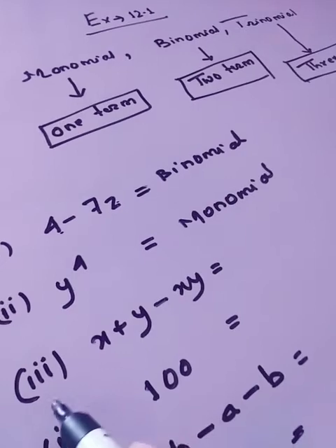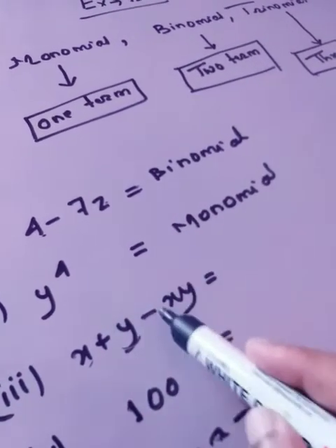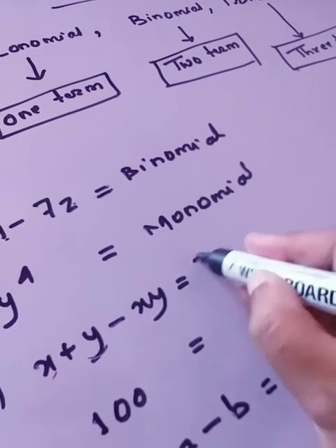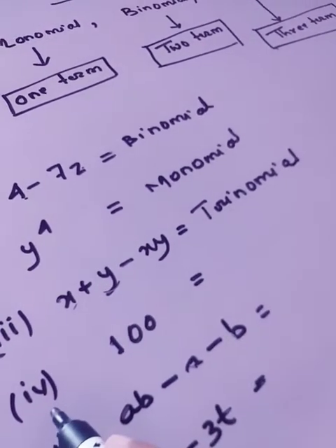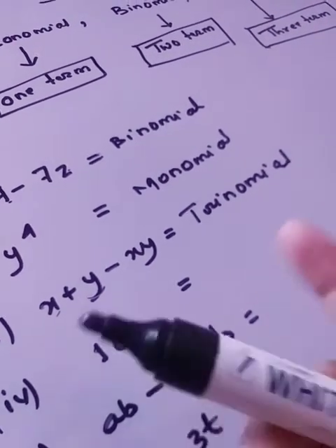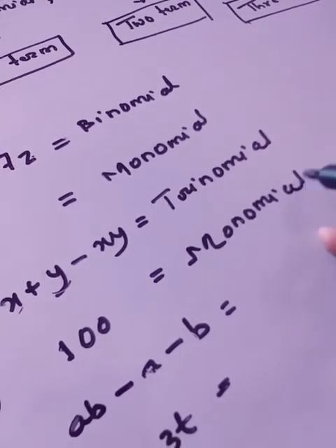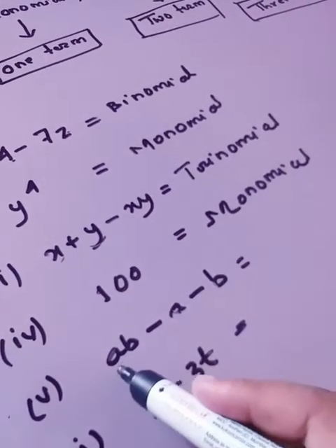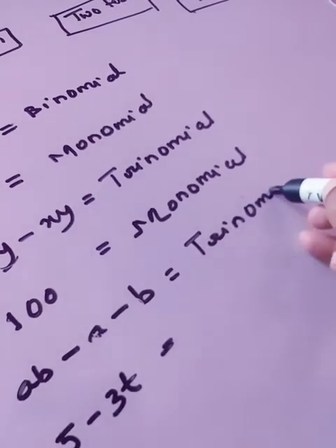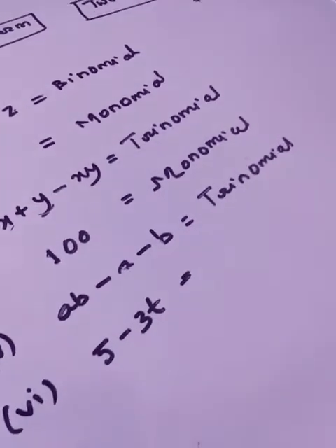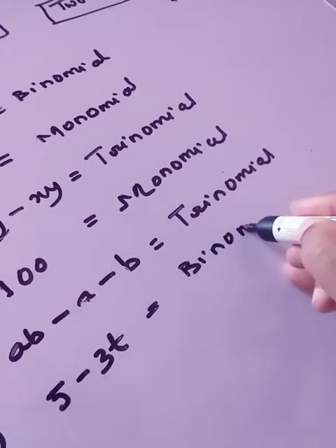Okay. Now in sum number 3, how many terms are there? 1, 2 and 3, isn't it? So this would be trinomial. Very easy, students. In question number 4, how many terms? Only 100 is written. So how many terms? Only one. So it will be monomial. Question number 5, how many terms? 1, 2, 3. So it would be trinomial. In sum number 6, there are how many terms? 2 terms. That is, it will be binomial.